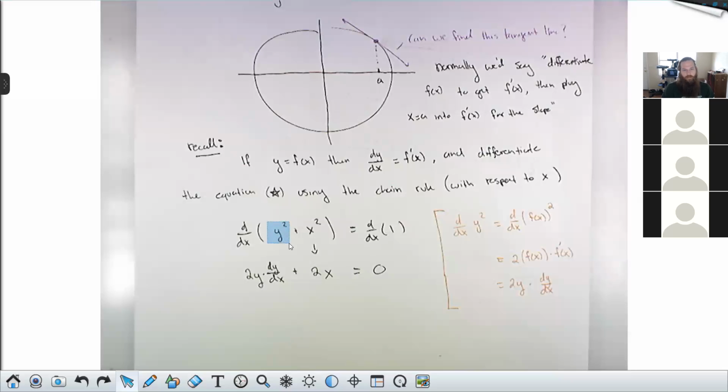So the y squared, you kind of differentiate the outside, like x squared becomes 2x, y squared becomes 2y. But then by the chain rule, you have to multiply by the derivative of the inner function. Well, the inner function is y. So the derivative of the inner function is dy dx. Some people just like to write this as y prime.